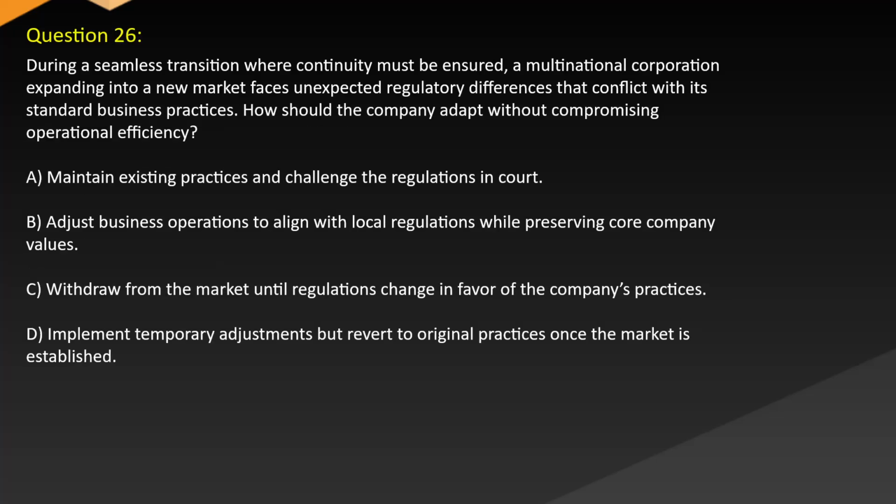Question 26. During a seamless transition where continuity must be ensured, a multinational corporation expanding into a new market faces unexpected regulatory differences that conflict with its standard business practices. How should the company adapt without compromising operational efficiency? A. Maintain existing practices and challenge the regulations in court. B. Adjust business operations to align with local regulations while preserving core company values. C. Withdraw from the market until regulations change in favor of the company's practices. D. Implement temporary adjustments but revert to original practices once the market is established.